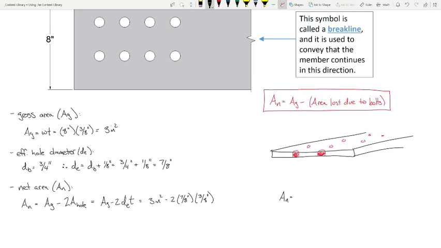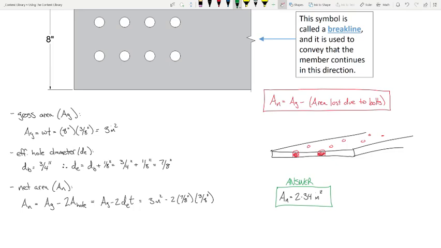Got 2.34. Do I have a second on that? Yep. And what are the units for that? It's an area. Square inches. That's it. That's not too bad, is it? Pretty easy. Steel design isn't that hard, I promise you.